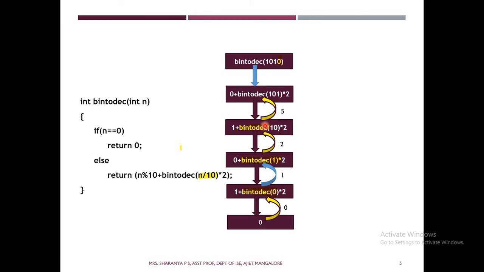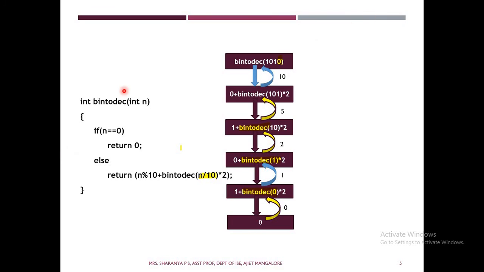Next, in this particular case, 1 plus 2 into 2, that is 4 plus 1, 5. 5 is the value which is returned to the next step. So finally, 0 plus binary to decimal of 101 is 5. 5 into 2 is 10. So 10 is the value returned as the final result of the binary to decimal function. So for 1010 it returns the value 10.